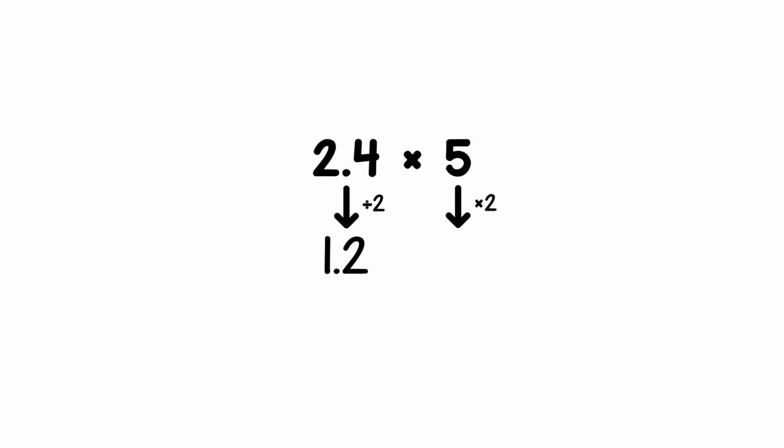The doubles and halves strategy also works with decimals, but only if it makes the numbers easier to work with. Try 2 and 4 tenths times 5. Halve the 2 and 4 tenths. 2 and 4 tenths divided by 2 equals 1 and 2 tenths. Double the 5. 5 times 2 equals 10. Now multiply the new factors. 10 times 1 and 2 tenths equals 12. Same answer, just easier to solve.